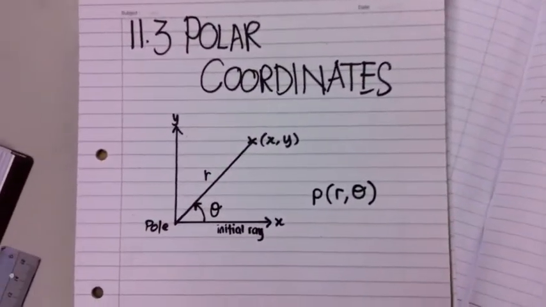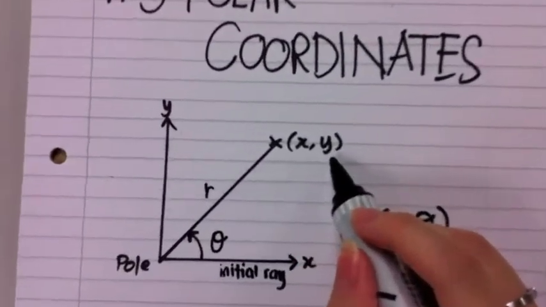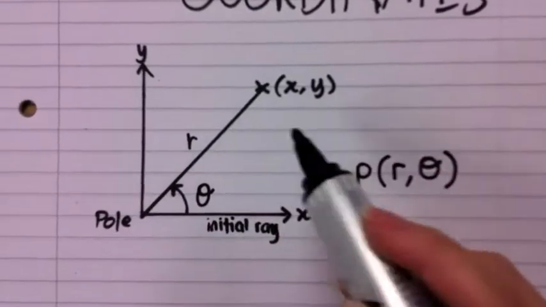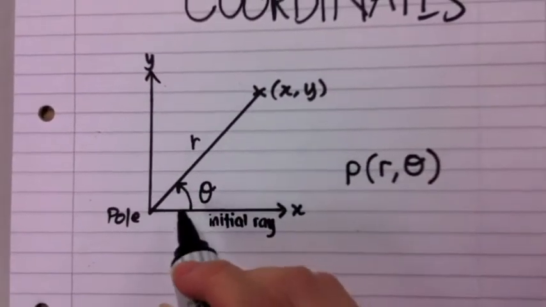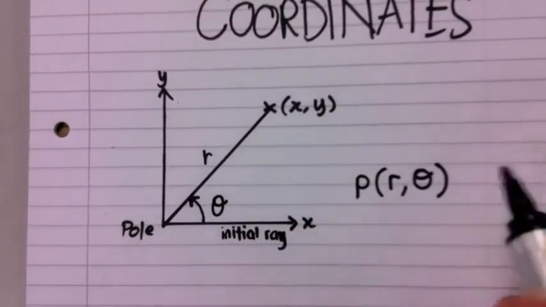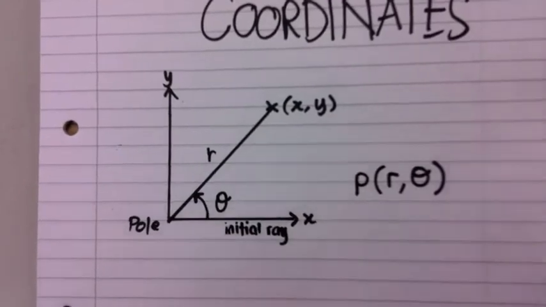11.3 Polar coordinates. Normally we write coordinates using x and y. In polar coordinates, instead of using x and y, we use the radius r and theta, theta being the angle starting from the initial ray to the line.